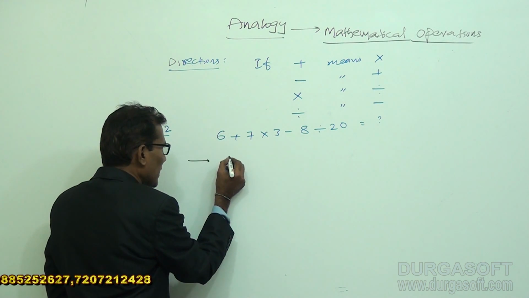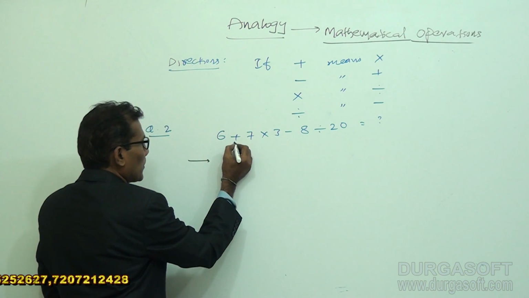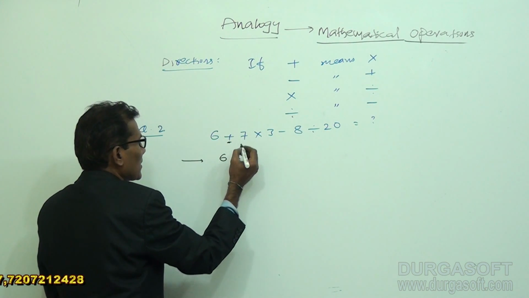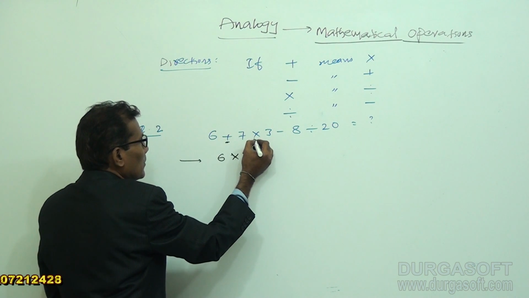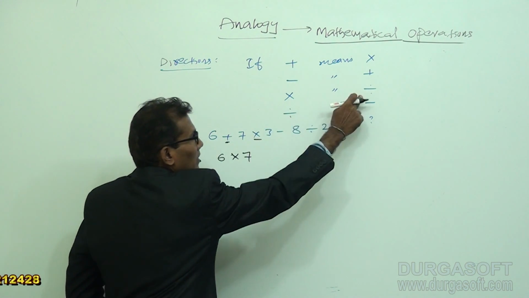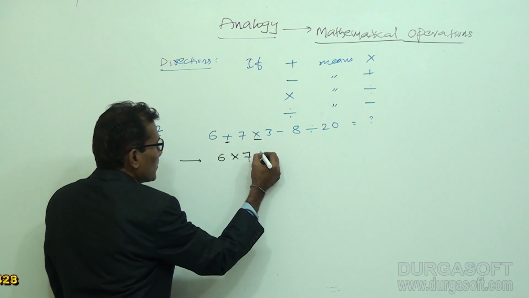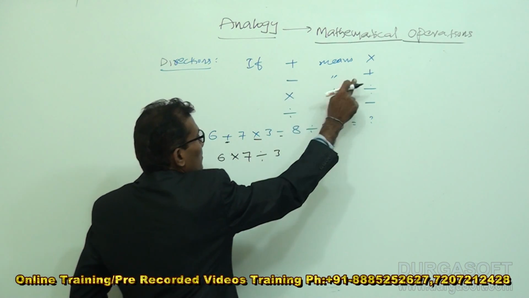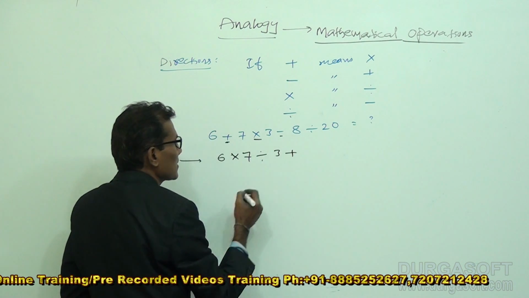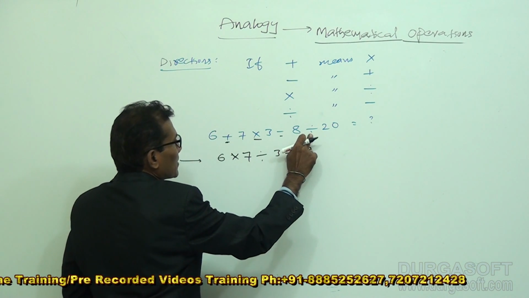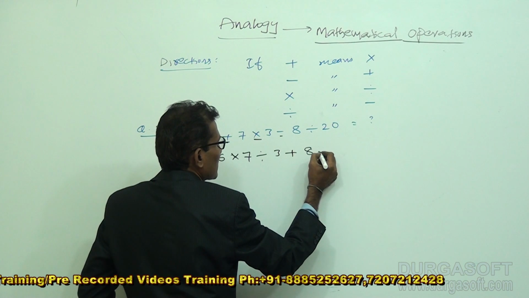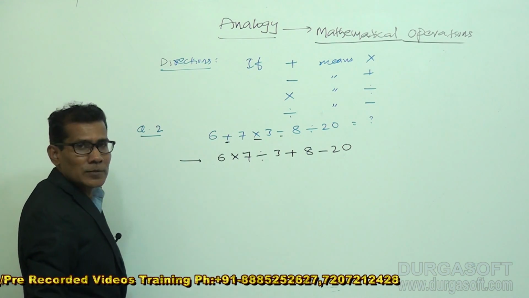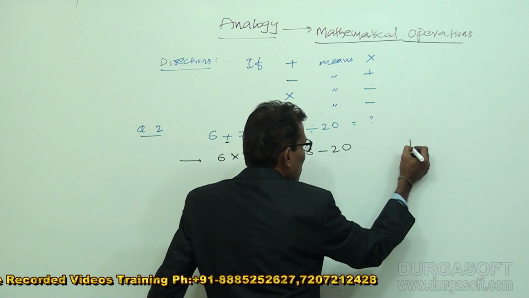So 6, writing as it is, and the plus means multiplication, so it is changed to multiplication. And 7 I write, then multiplication stands for division, so changed to division. And 3, and again minus means plus, so here we write plus, then 8, again division is changed to minus, and then 20. So we changed according to the instructions given. Now we apply the BODMAS rule.